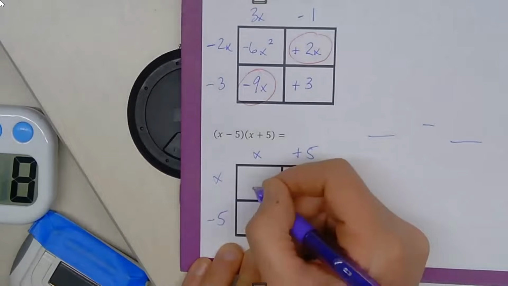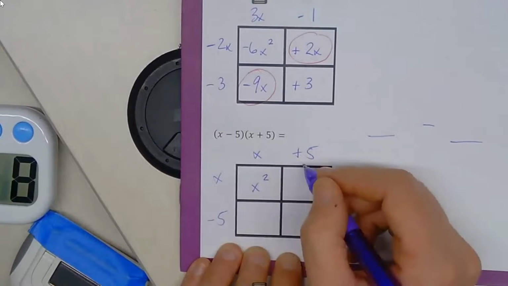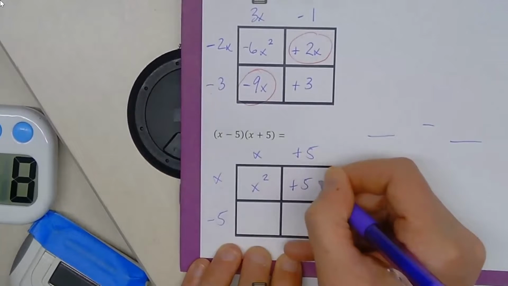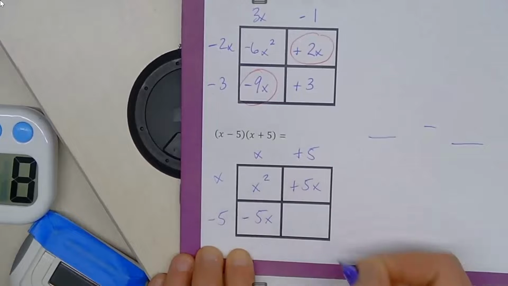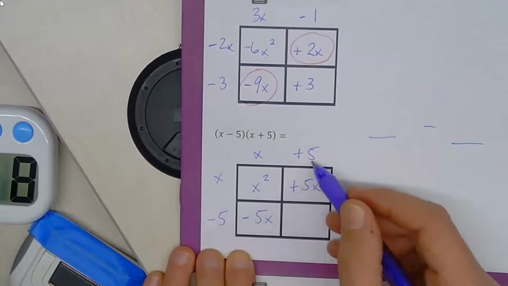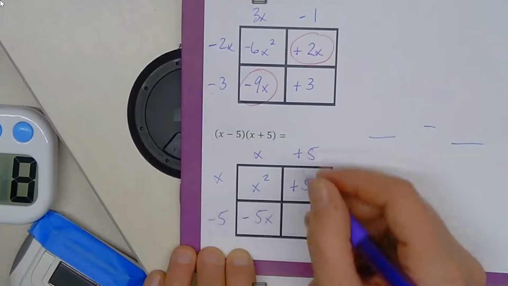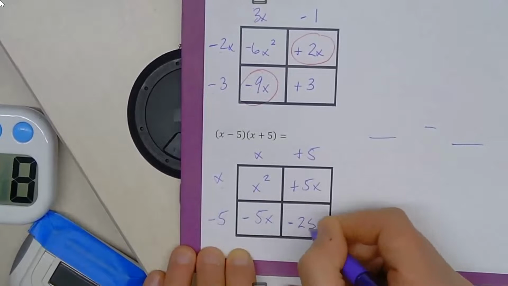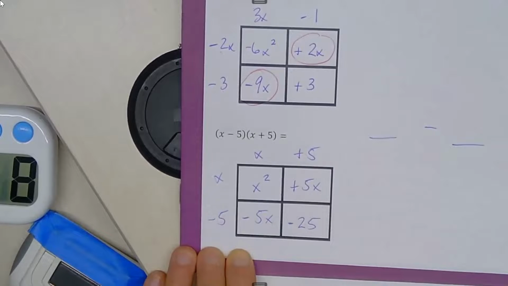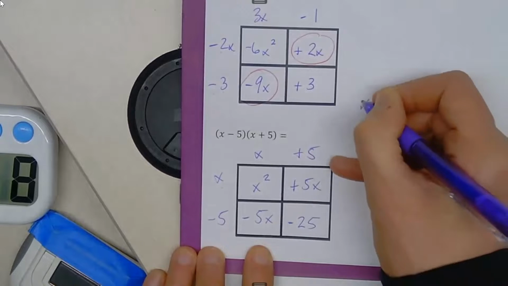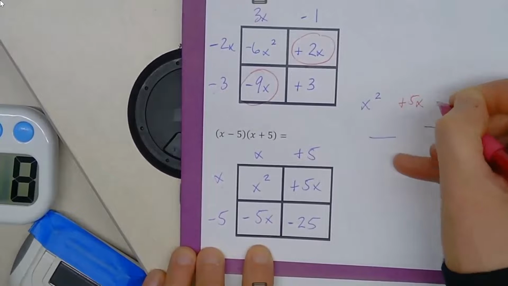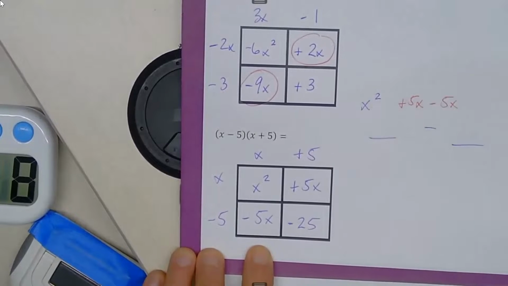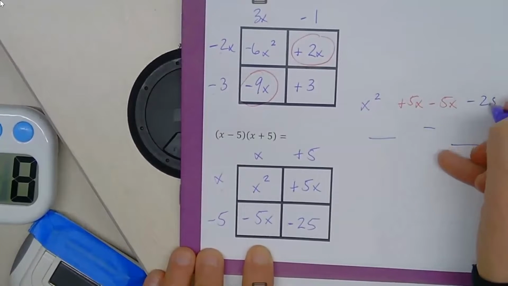We have x times x, which is x to the second power, x times positive 5, so plus 5x. Negative 5 times x, so minus 5x. And then negative 5 times positive 5, which is negative times positive is negative 25. So now when I look to fill this in, I've got x squared, and then I've got plus 5x, and I've got minus 5x, and then I have minus 25.